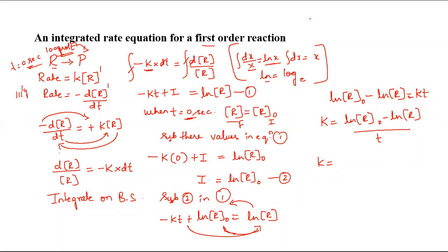So can anybody tell me what is the formula of log a minus log b? What does log a minus log b become? Log a by b, correct. So log a minus log b is log a by b. Therefore, k is equal to ln r naught by r, whole divided by t.